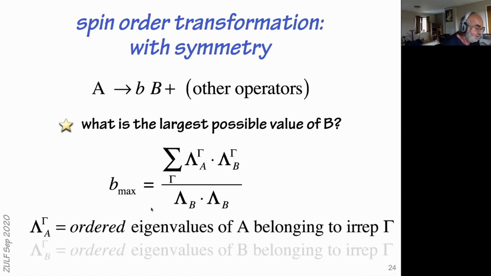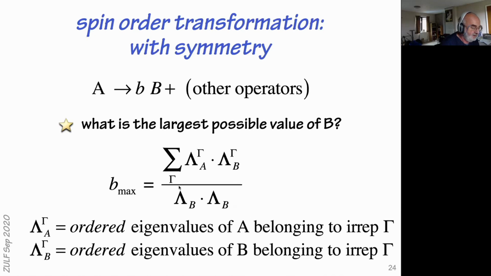And then the answer to this is modified. We bring in these IREPs, which are often denoted gamma. And you see this formula is very similar to the one which occurred before, except we have the sum over the IREPs. And the key thing here is that these are the eigenvalues of operator A, which belong to a particular IREP gamma. But once having allocated them to that IREP, you must then sort them, going from smallest to largest, but within that IREP. And that has a big effect because that means you rearrange all of the different eigenvalues.